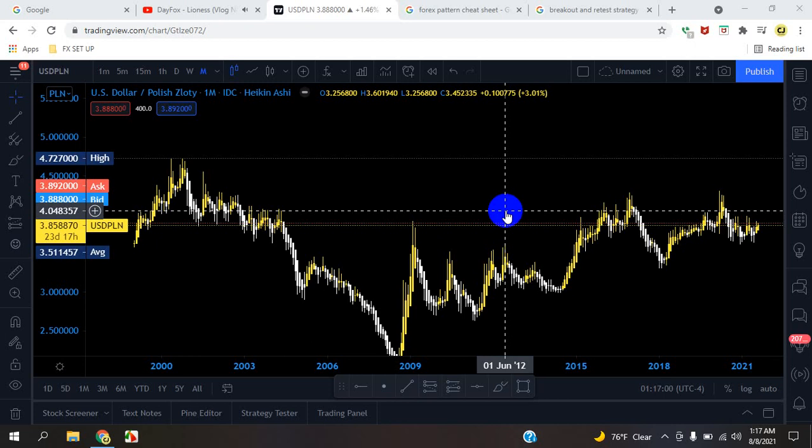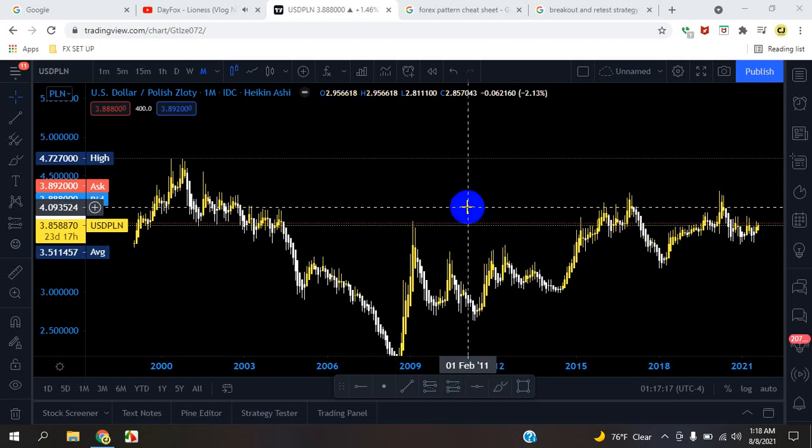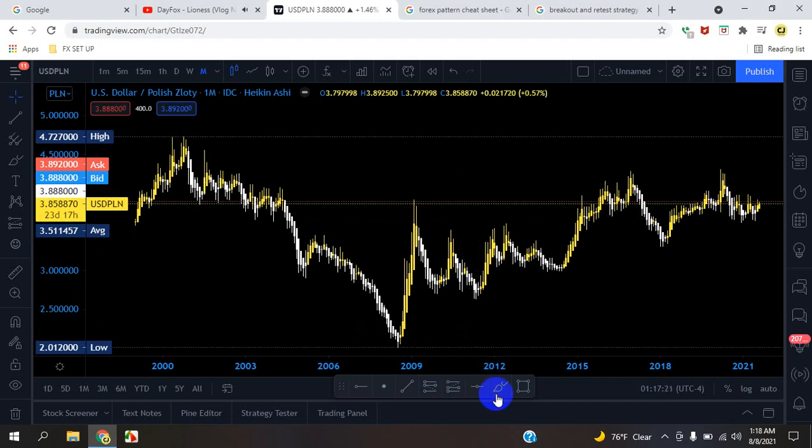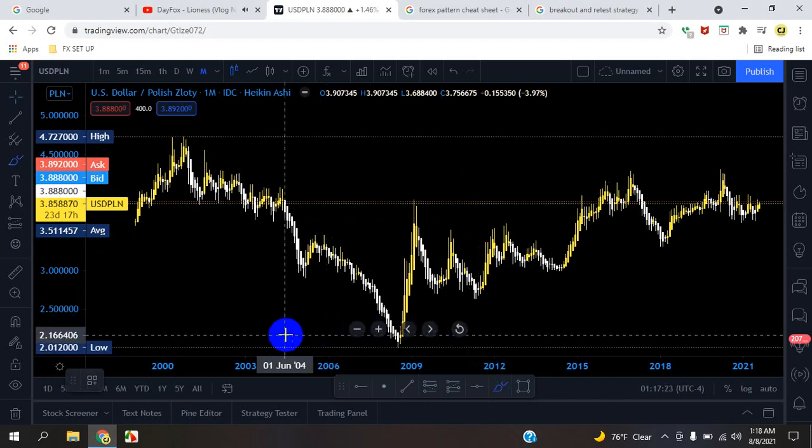We are here, running the levels and looking for patterns and market structure. Okay guys, let's take a look at USD PLN. Let's see what's going on in the market. So first thing we're going to start doing is working on our levels.